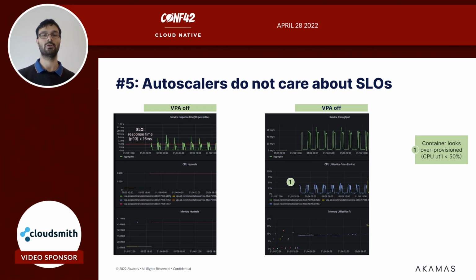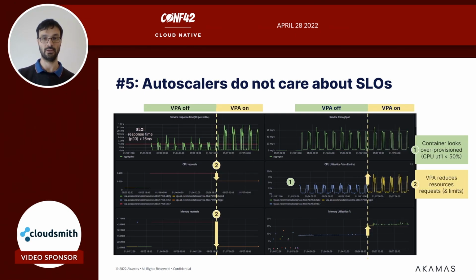In this example, a Kubernetes microservice is serving a typical diurnal traffic pattern. The top left chart shows the latency of this service and its service level objective, while below you can see the resource request, CPU and memory, and the corresponding resource utilization. We let this service run for a couple of days with some initial resource sizing, then activated the VPA and let it apply the new recommended setting to the pod.